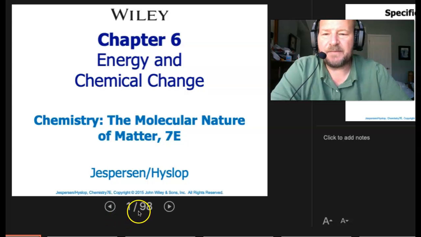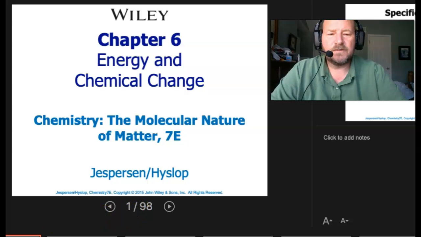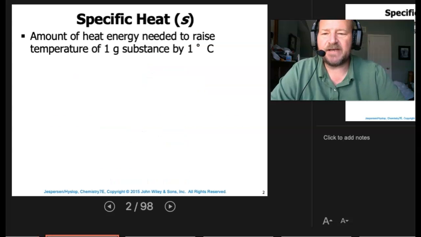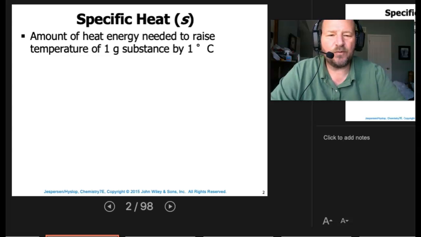All right, so here's segment 3 of chapter 6. So we were talking about heat capacities, and next we're going to look at is specific heat. So specific heat is the amount of heat energy needed to raise the temperature of 1 gram of substance by 1 degree C. So basically what we're going to do is take that capacity and look at how it can break down into specific heat and mass.